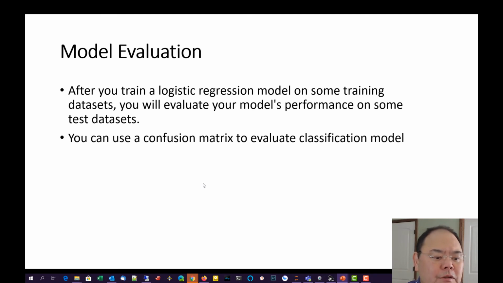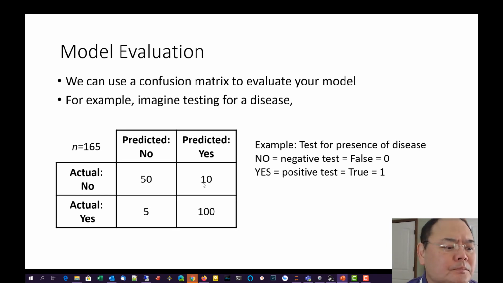And we can use a so-called confusion matrix to evaluate the classification model we come up with in the logistic regression. So here we're giving you an example of how the evaluation goes. For example, I'm trying to test for a certain type of disease, and the confusion matrix looks like the following.